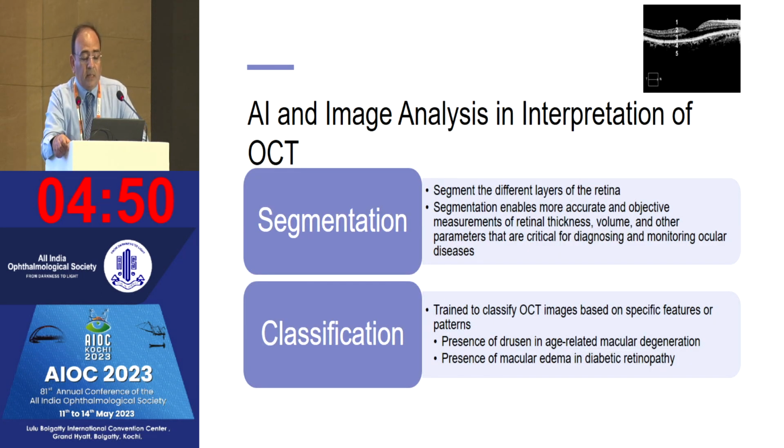Image analysis and interpretation is of great value in OCT also. How it does, it segments the different layers of the retina, and this segmentation enables more accurate and objective measurements of retinal thickness, volume, and other parameters that are critical for diagnosing and monitoring ocular disease. After this, it can be trained to classify OCT images based on the specific feature pattern, such as presence of drusen in age-related macular degeneration, or presence of macular edema in diabetic retinopathy.